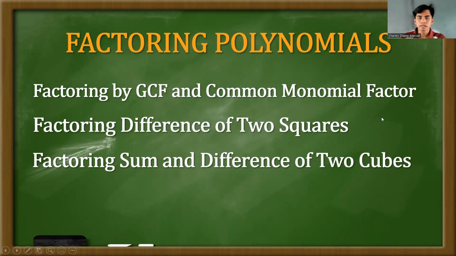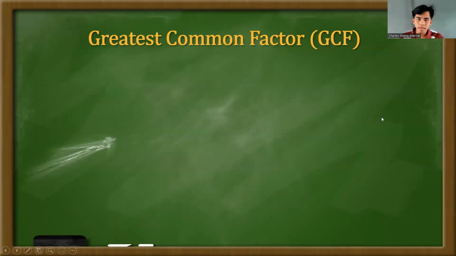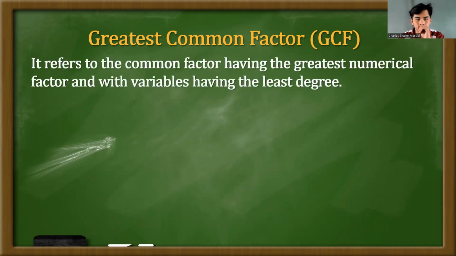Alright, so let's start. But before anything else, we need first to review on how to get the greatest common factor or the GCF of a polynomial. Okay, so pag sinabi ulit natin greatest common factor, it refers to the common factor having the greatest numerical factor and with variables having the least degree.